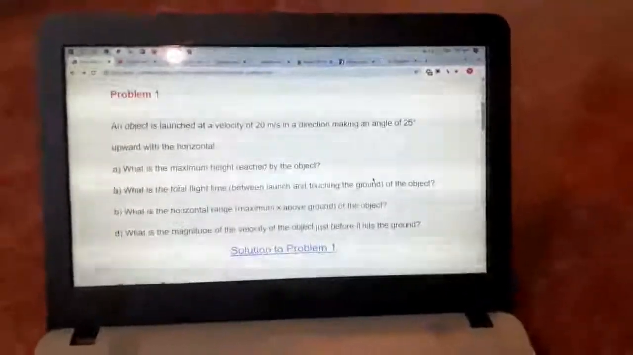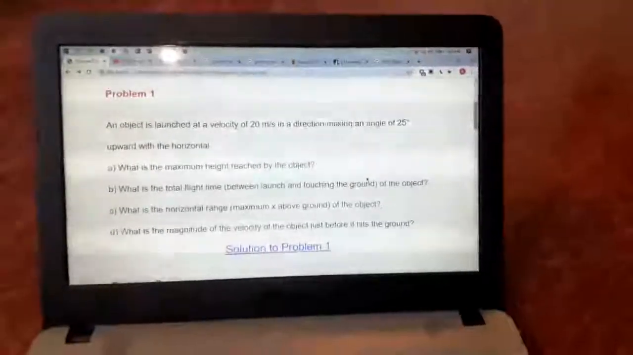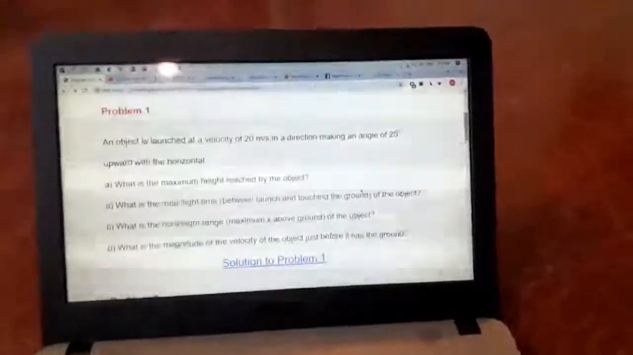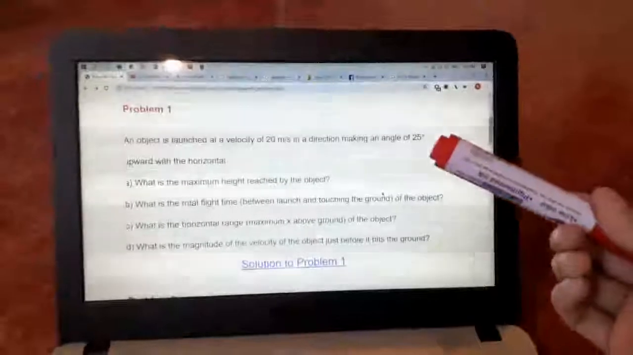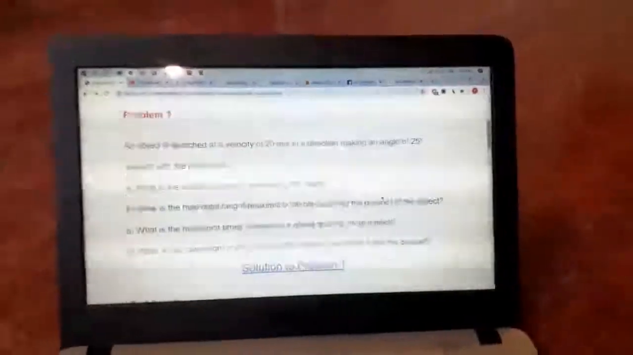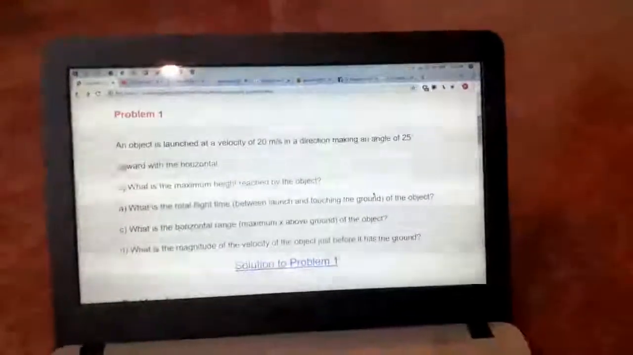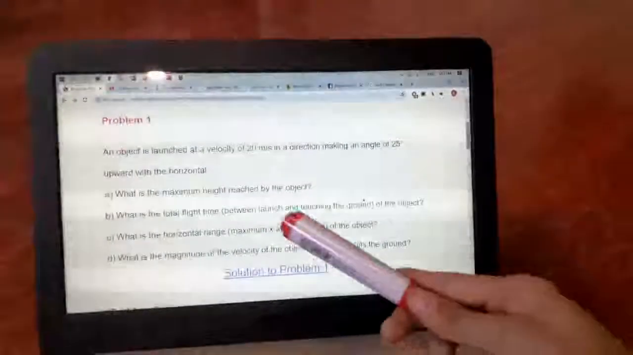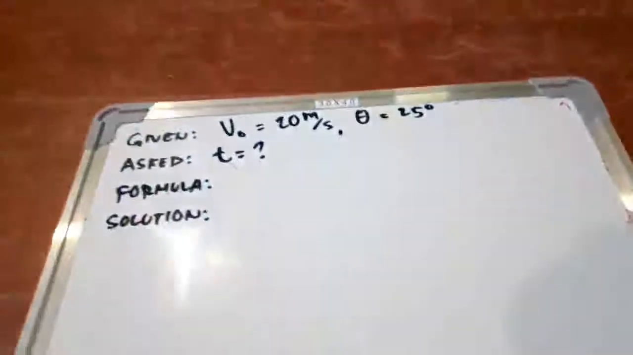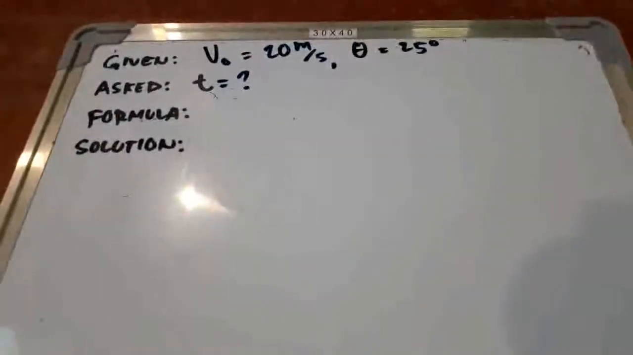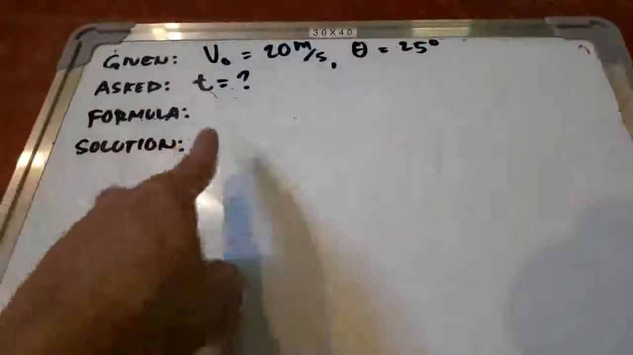We are here again to solve for letter B of the same problem number 1. Okay, so we have the same given. We have 20 meters per second and we have 25 degrees. And in letter B, what's being asked for is the total flight time. Alright, so in letter B, we have our given of 20 meters per second. Theta is equal to 25 degrees. And the asked for is your t.